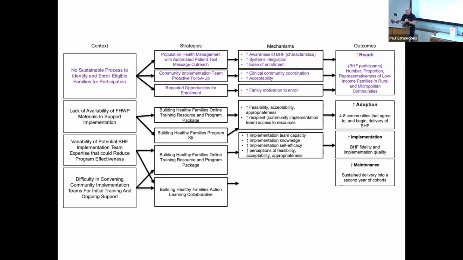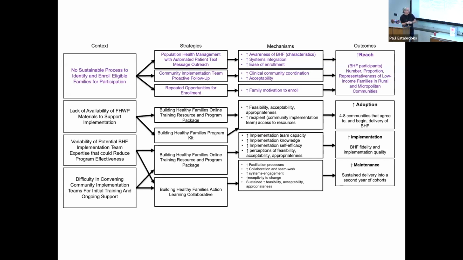We felt like having the Action Learning Collaborative in Jenny's and Kate's study, the CORD 3.0, this was where the randomization was. In our study, every community gets both things, right? And again, it's going to focus primarily on different mechanisms.